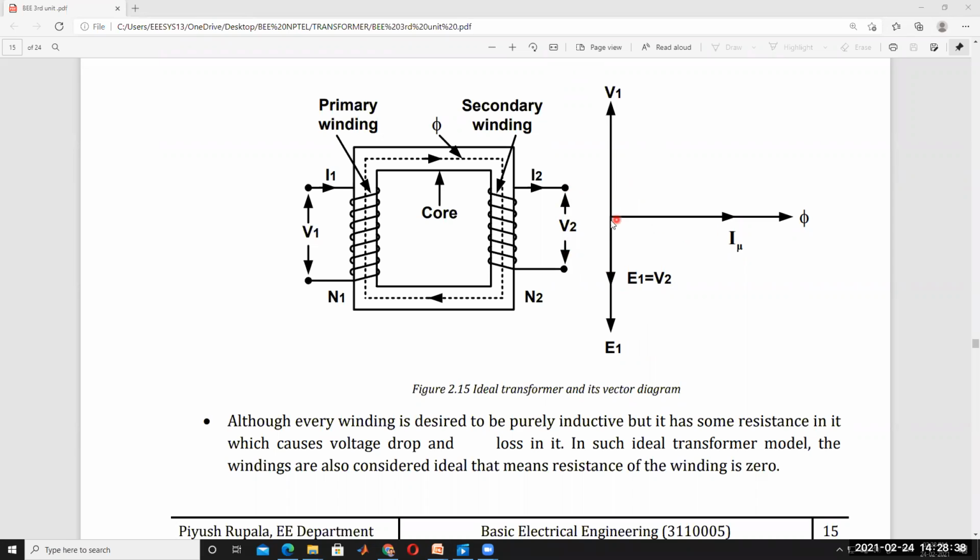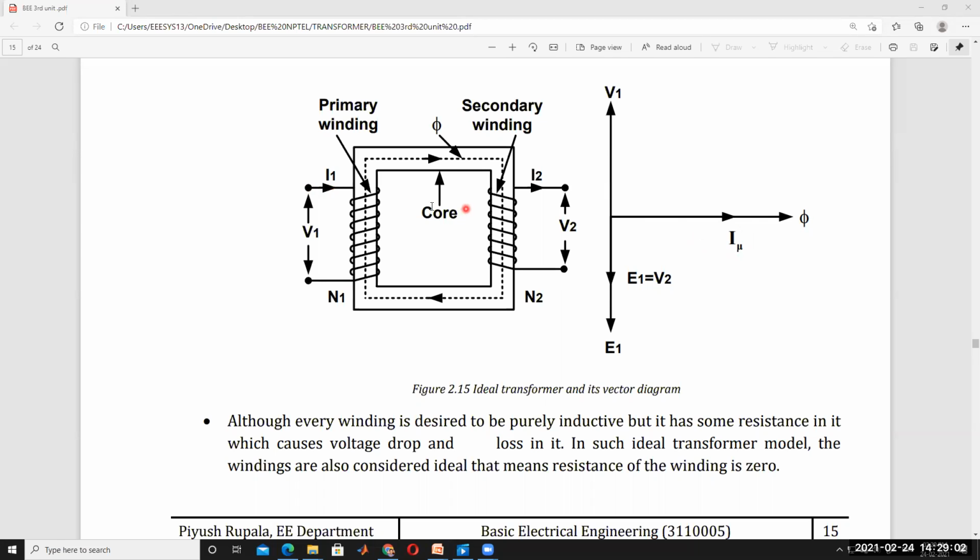So, understood. First, what we have to do? First, we have to connect V1 to the transformer primary winding. Since the resistance is 0, some amount of counter EMF is induced here, which is called E1. To induce that counter EMF, the winding draws current from the supply. That current is called the magnetizing current, I mu.